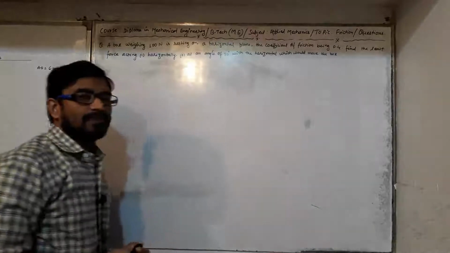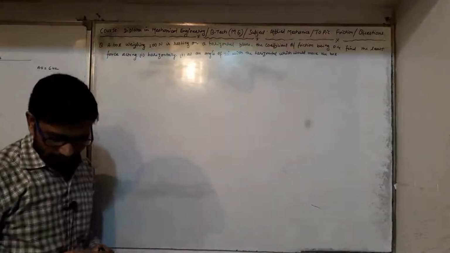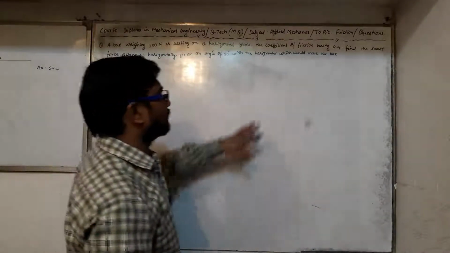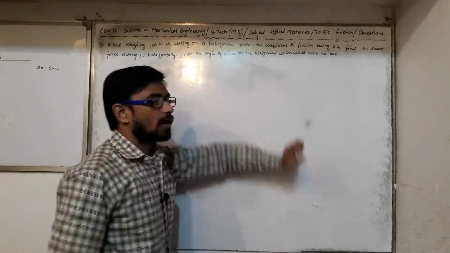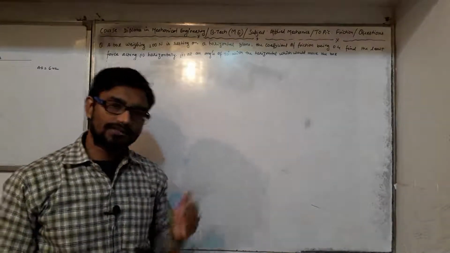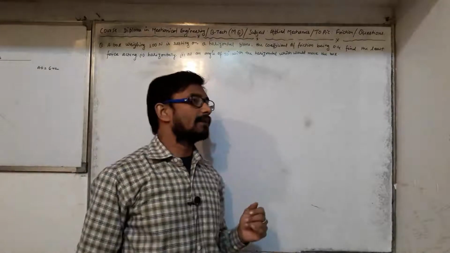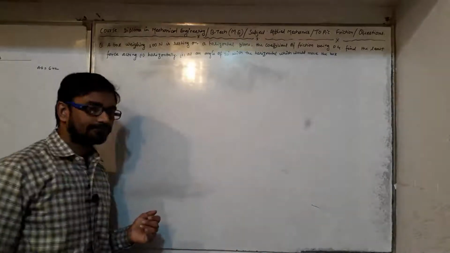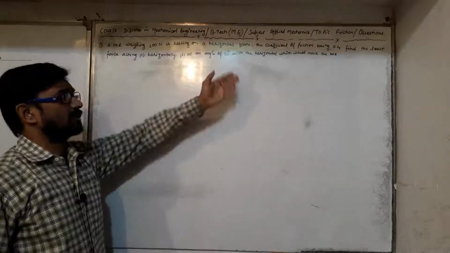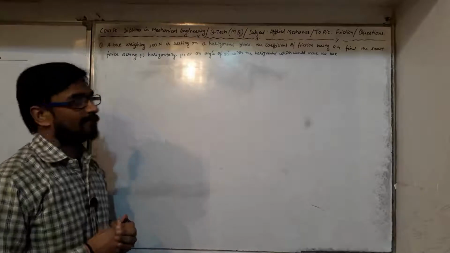It means it is the case of limiting friction, when the box is about to move. So how much amount of force horizontally is required, or the amount of force which is required by making an angle of 30 degree with the horizontal. So let's draw the first figure.